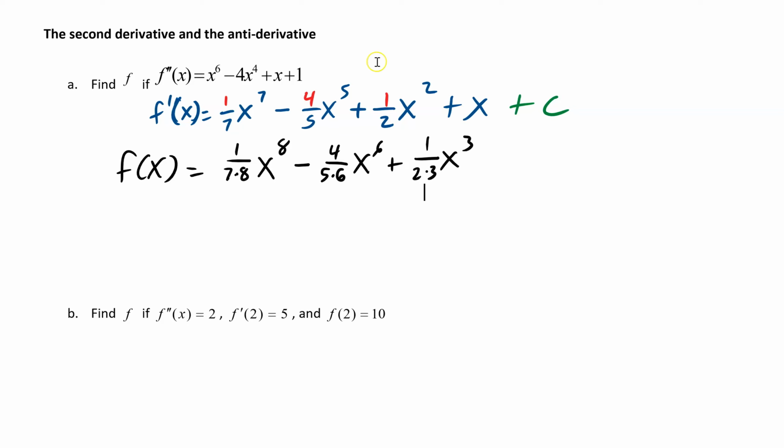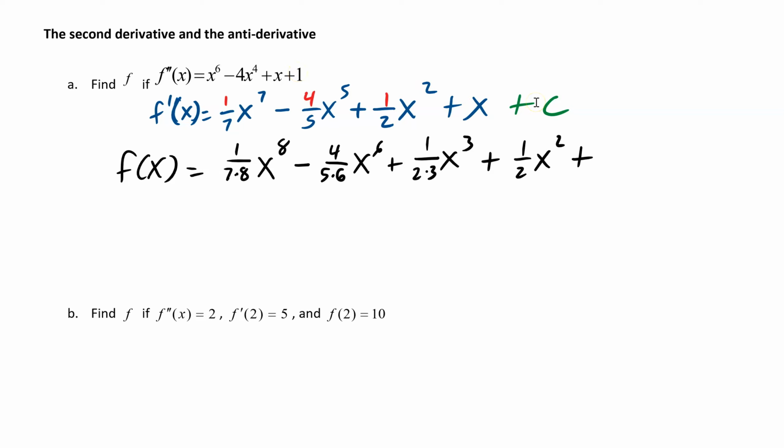So I hope we can see that. There's the 4/5. There's the 1/2. There's the 1/7. I'm just putting the 8 and the 6 and the 3 right under it. So then this would become 1/2 x squared. And so now with that c, remember with constants, we put an x next to them, right? So if it was 1, we put x.